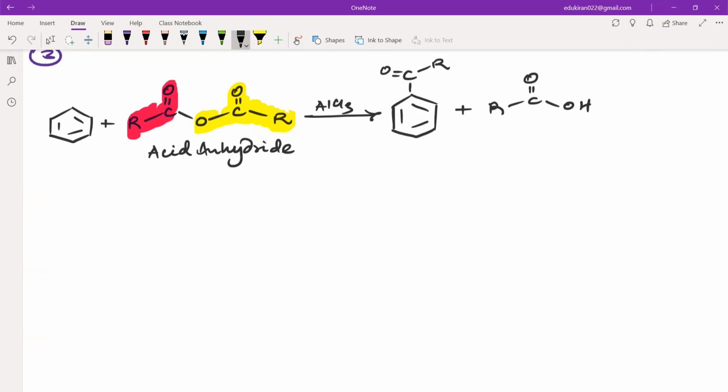Acid anhydride. Is this clear? Yes or no? Tell me. Yes, sir. Just remember this as a side thing.